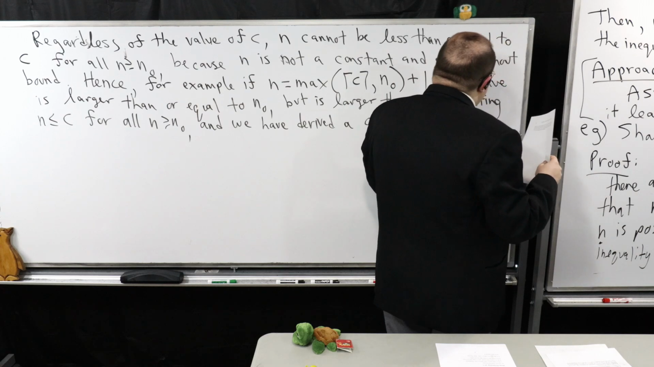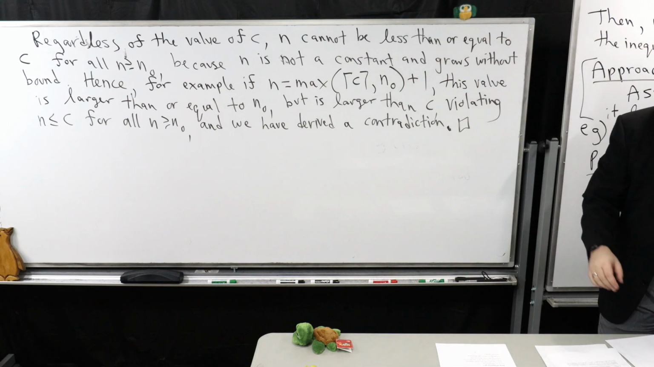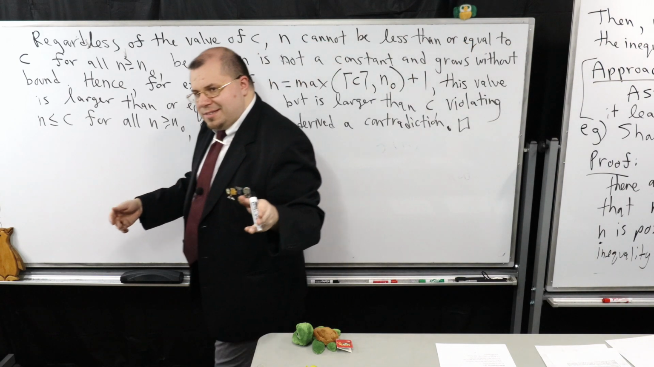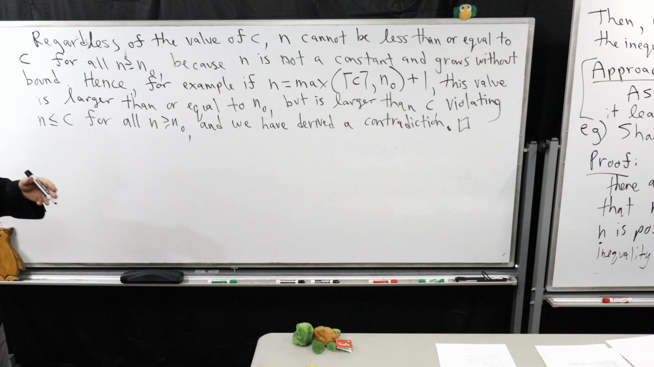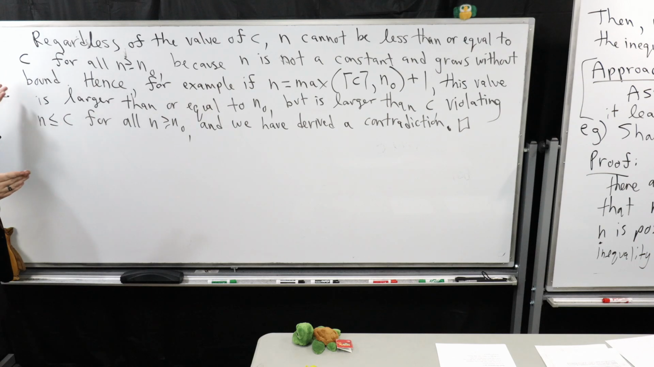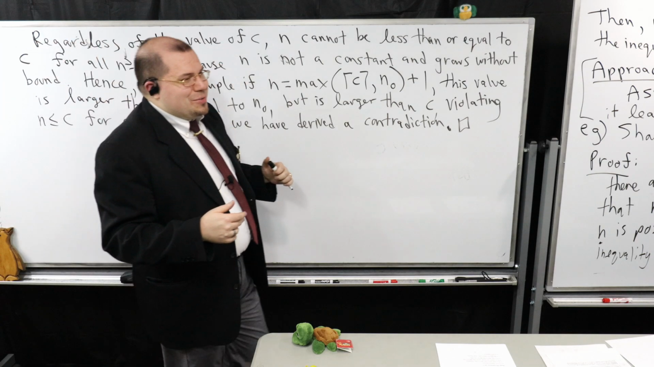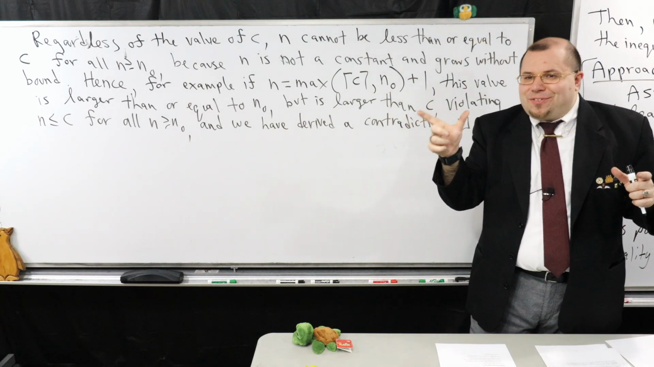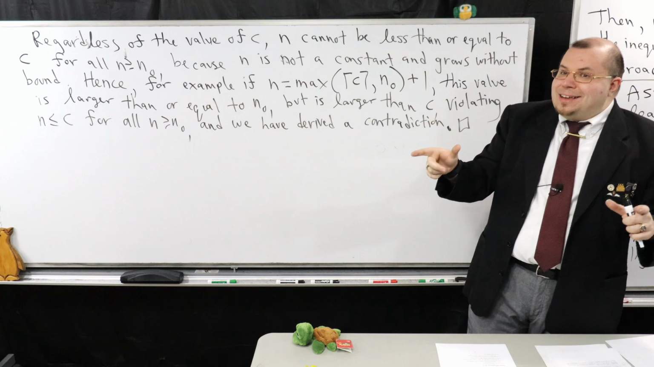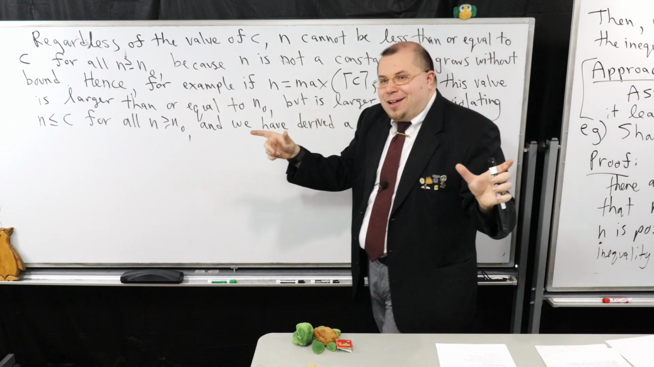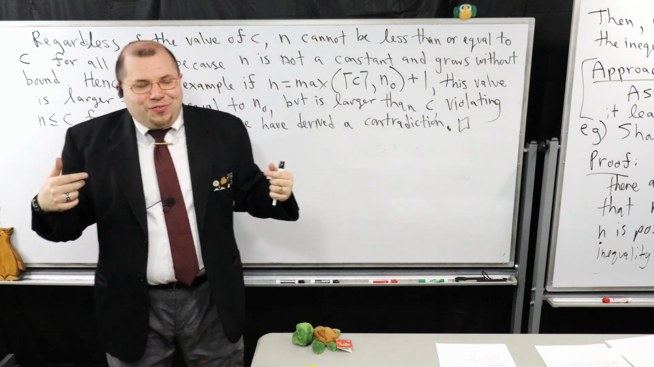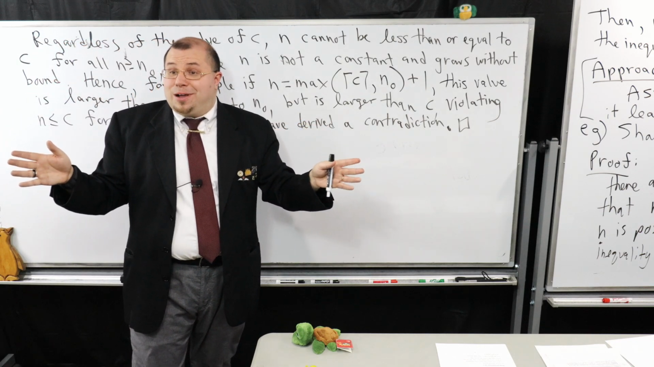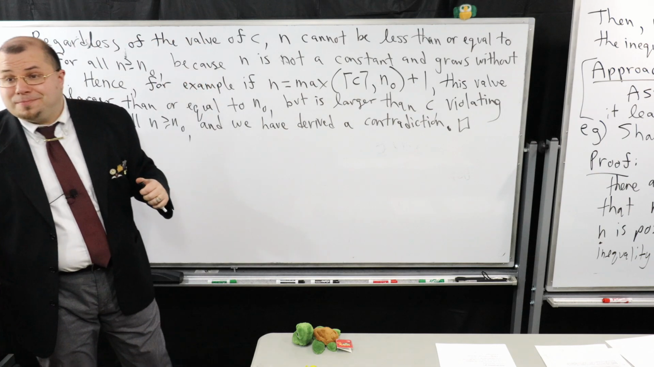So the contradiction here, of course, is that under my assumptions, I was able to derive that n is less than or equal to C for all n greater or equal to n0. And then I showed you that there will be some point at which there are values of n within that range that actually violate that inequality at the same time. Both statements can't be true at the same time.